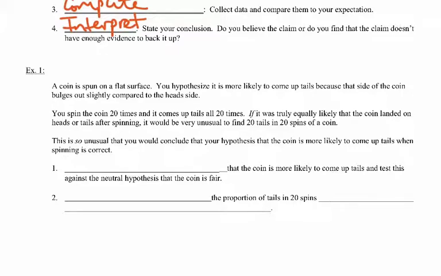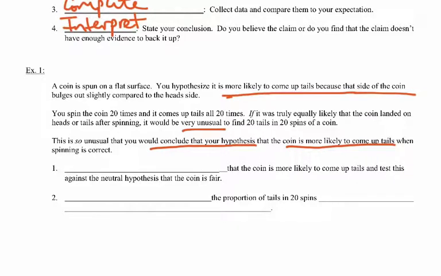If it was truly equally likely that the coin landed on heads or tails after spinning, it would be very unusual to find all 20 tails in all 20 spins. I mean, intuitively, I hope you see that that would be really strange and unlikely that all 20 spins would land on tails. So it's so unusual that you would conclude your hypothesis that the coin is more likely to come up on tails when spinning is correct. So you're taking the evidence that all 20 spins landed on tails, and you're using that as evidence to support the claim you made earlier. The claim was that the coin was more likely to come up tails.